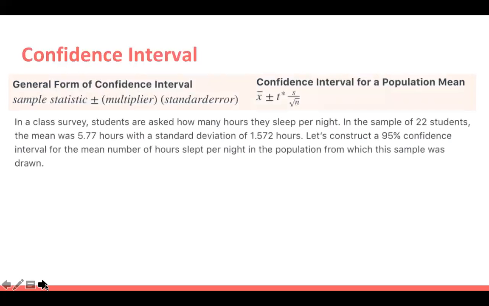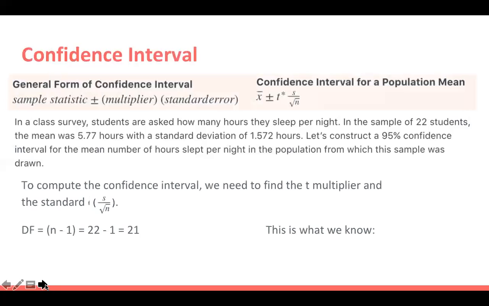So we're just going to go over a quick example. In a class survey, students are asked how many hours they sleep per night. In the sample of 22 students, the mean was 5.77 hours with a standard deviation of 1.572 hours. Let's construct a 95% confidence interval for the mean number of hours slept per night in the population from which this sample was drawn. To compute the confidence interval, we first need to find the t multiplier and the standard error. The standard error we can calculate by taking the standard deviation divided by the square root of the sample size.